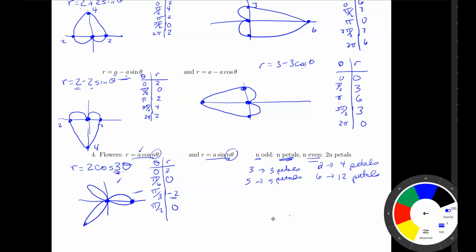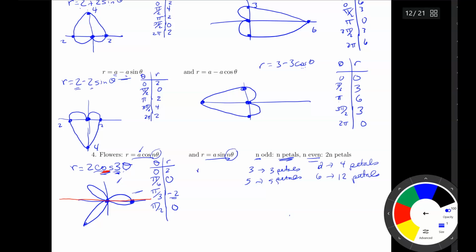Okay, so cosine graphs are always going to be symmetric with respect to the x-axis. So mirror image on the x-axis. Okay, so this is my flower with 3 petals.